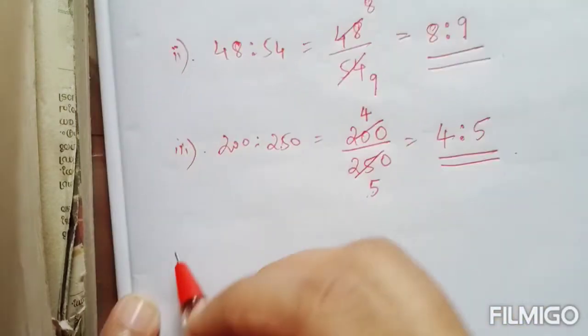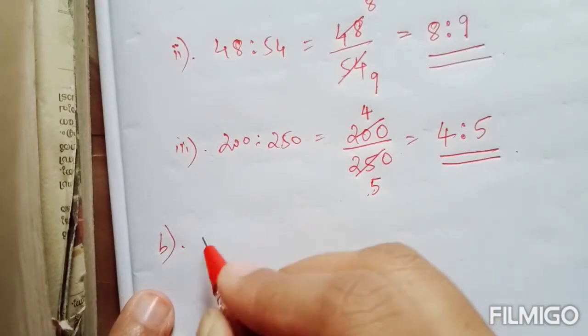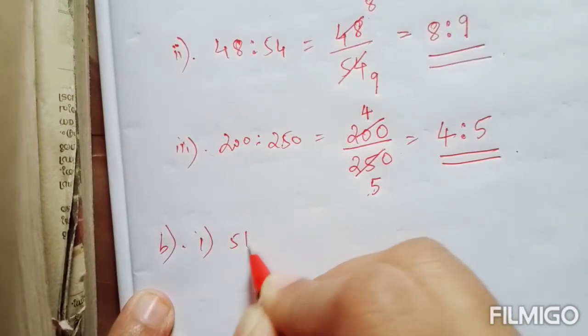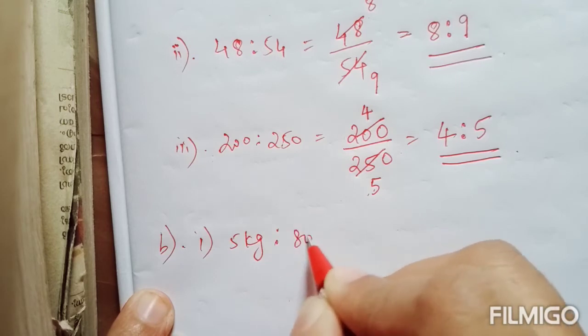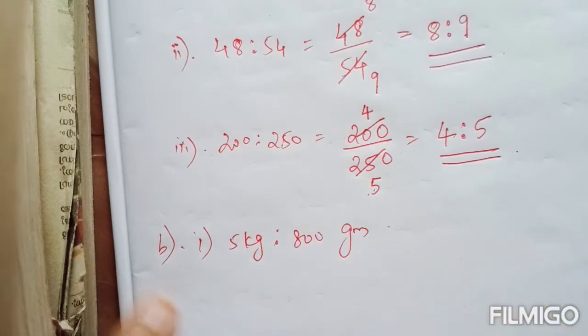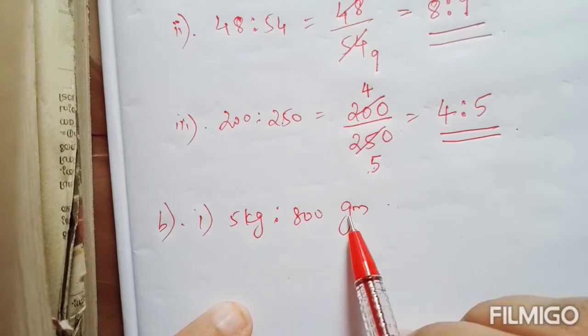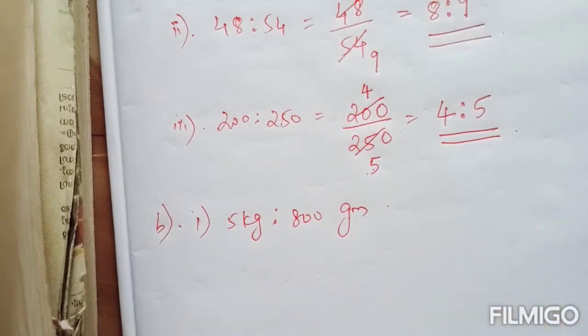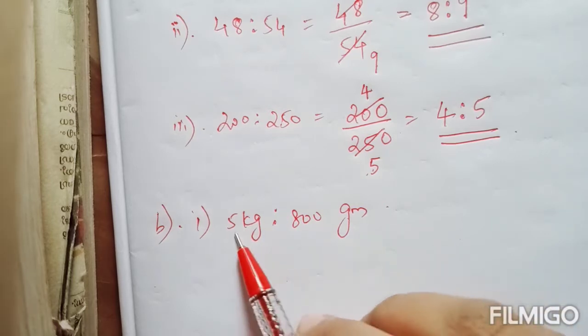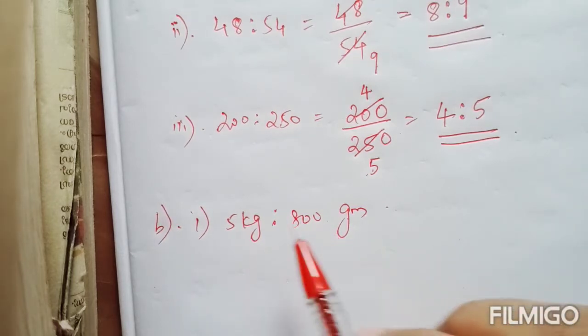Okay, now next in that B, first one, 5 kilogram is to 800 gram. We have to find the ratio of 5 kilogram is to 800 gram. So we know one thing. If you want to find the ratio, the quantity should be of the same kind and of the same unit.